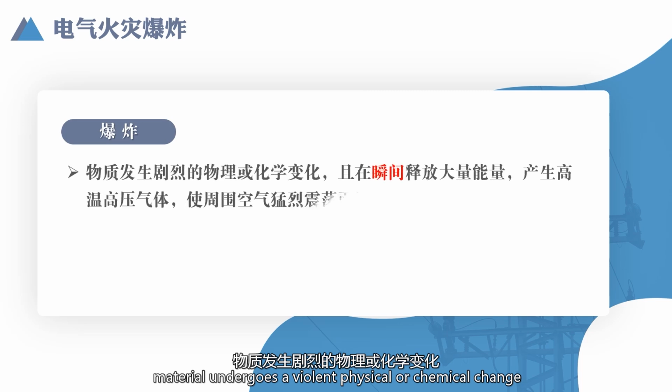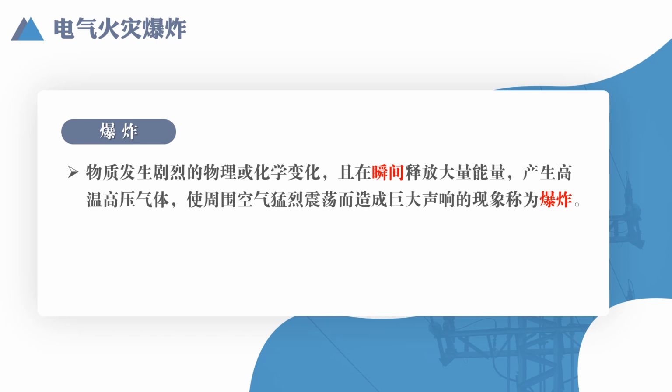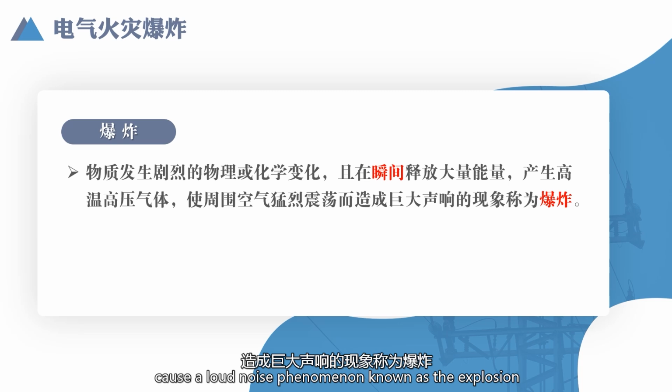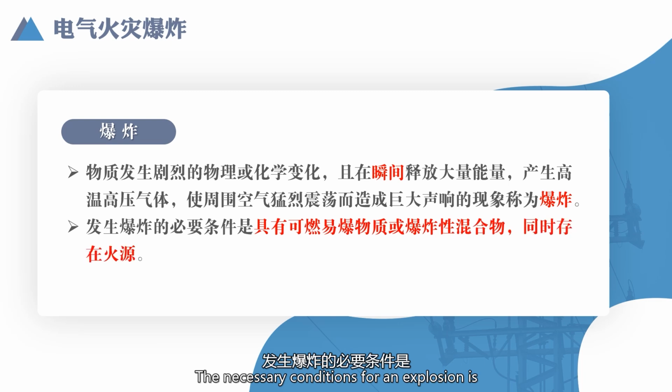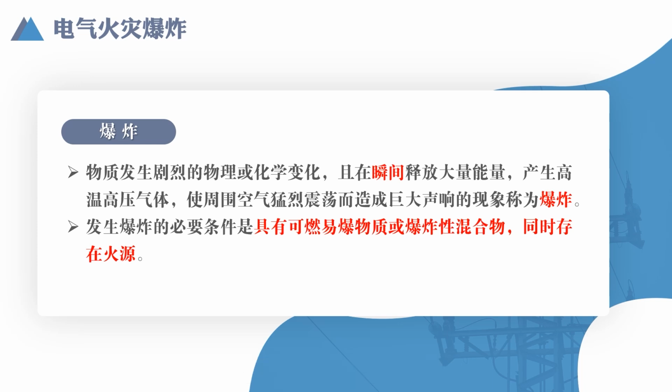Second, explosion. Material undergoes a violent physical or chemical change, and in an instant releases a large amount of energy, generating high temperature and high pressure gas, so that the surrounding air shakes violently and causes a loud noise, a phenomenon known as the explosion. The necessary conditions for an explosion are flammable and explosive substances or explosive mixtures, and at the same time a source of ignition.